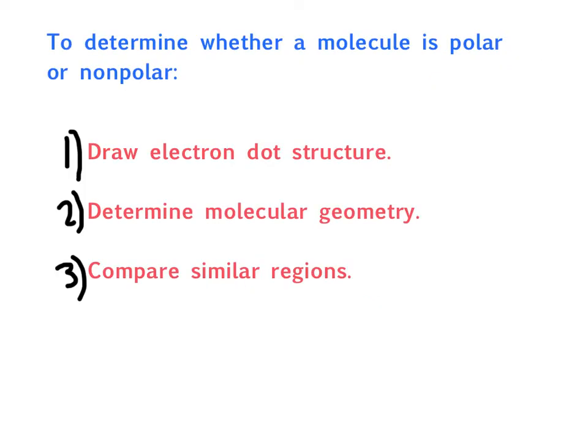There are 3 steps that you have to do to determine whether a molecule is polar or nonpolar. First step, we know how to do this. Draw the electron dot structure. That's something that we've been practicing over and over again. Also, we know how to determine the molecular geometry from the VSEPR method. And then we need to compare something new called similar regions. So this is really the only part we need to work on today because we should have that other stuff down already.